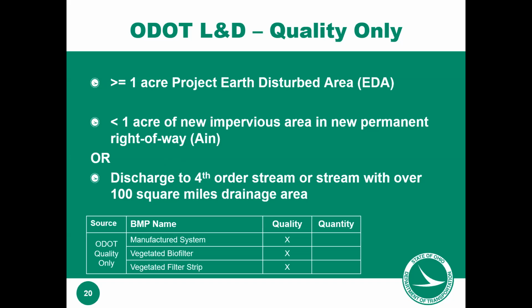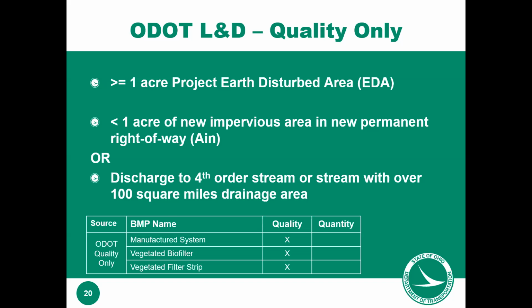So this is the key difference between transportation and site development. We have this allowance that says only quality treatment, and our only quality BMPs are manufactured systems, which are like hydrodynamic separators, vegetative biofilters, and vegetative filter strips. So these 3 BMPs are not standard BMPs on site development that are allowed in Table 4A and 4B in the Ohio EPA's construction general permit.